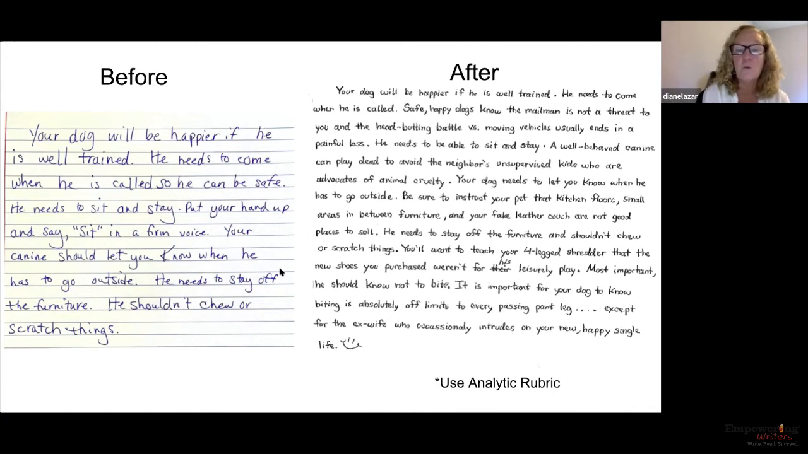You want to teach your four-legged shredder, great word referent, that the new shoes you purchased weren't for his leisurely play. Most important, he should know not to bite. It's important for your dog to know biting is absolutely off limits to every passing pant leg, except for the ex-wife who occasionally intrudes on your new happy single life. So a little bit of humor, lots of voice in this particular piece, great writer. But from that before to that after is what we're looking for.